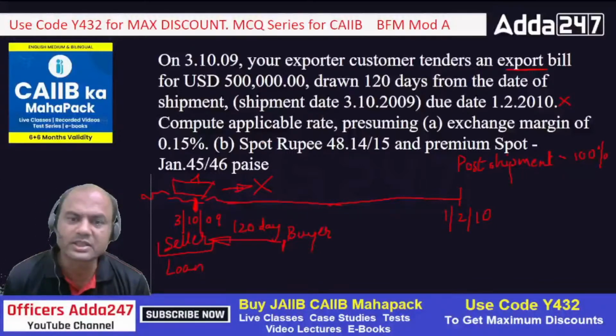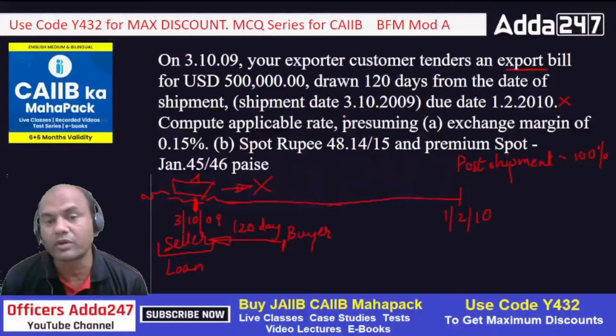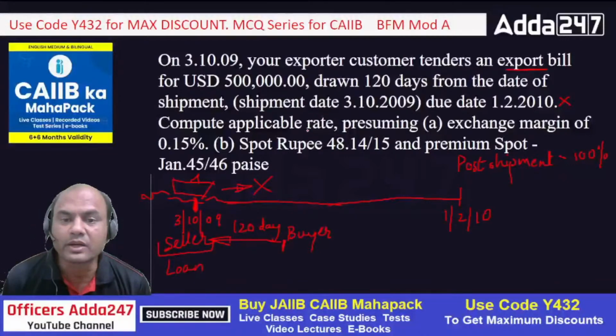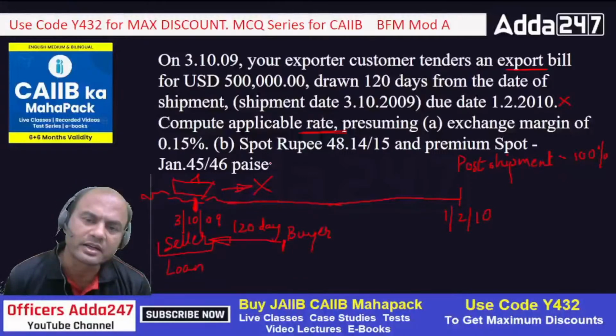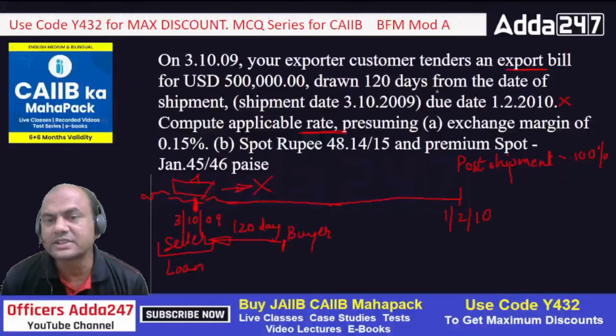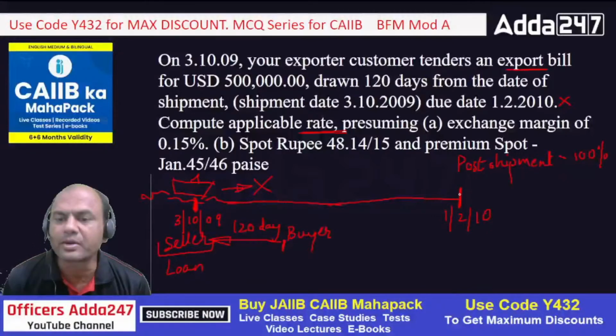Now you got this date. Now look at this. What are the spot rates given? What is our target? Calculate the applicable rate. This is our main question. This is the rate which we have to find out. So how to calculate this rate now? When is this bill maturing? 1/2/2010. So this is the starting of February.